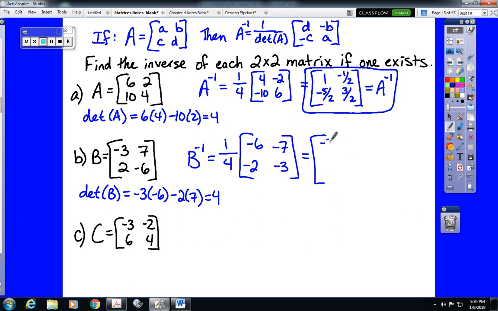So that would be -3/2, -7/4, -1/2, -3/4. And that is the inverse of B.